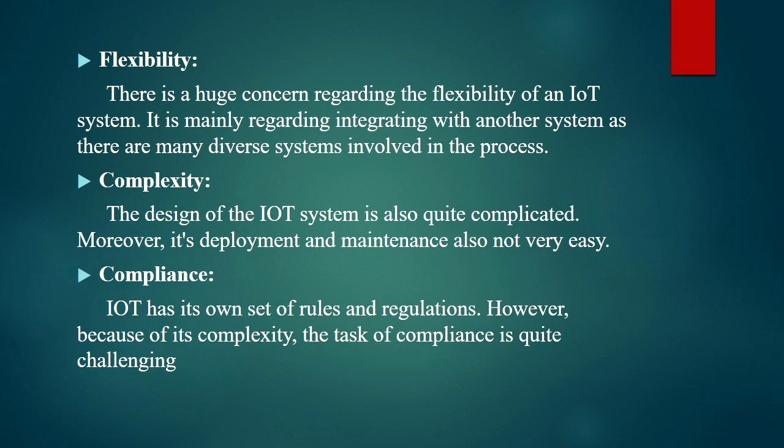Next thing, regarding the flexibility. There is a huge concern regarding the flexibility of an IoT system. It is mainly regarding integrating with another system, as there are many devices and systems involved in the process. Another thing is regarding the complexity. The design of the IoT system is also quite complicated. Moreover, its deployment and maintenance is also not very easy. The next main issue is regarding compliance. IoT has its own set of rules and regulations. However, because of its complexity, the task of compliance is quite challenging.